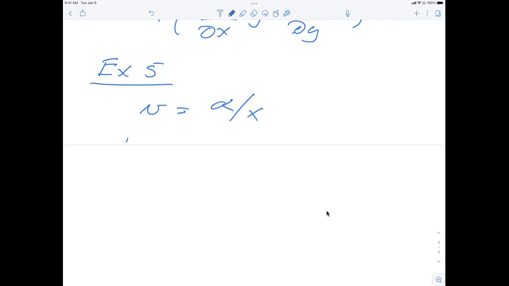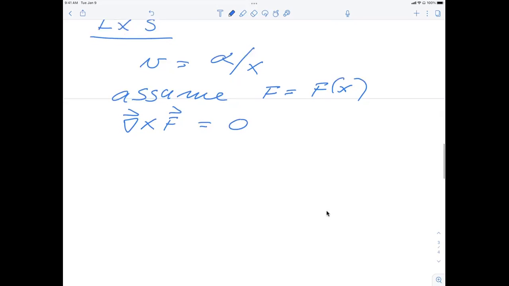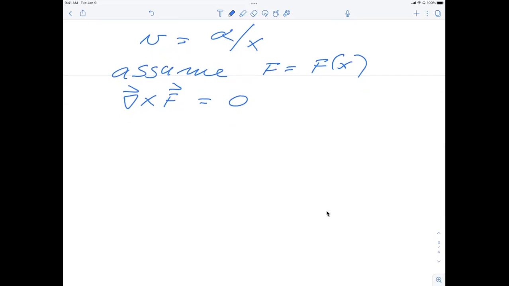So we assume now, and this is how we can use the work energy theorem, that F is equal to f of x. So we are still living in one dimension. This means that energy is also assumed to be conserved. We can also assume that the curl, since this is living in one dimension only, is equal to 0.